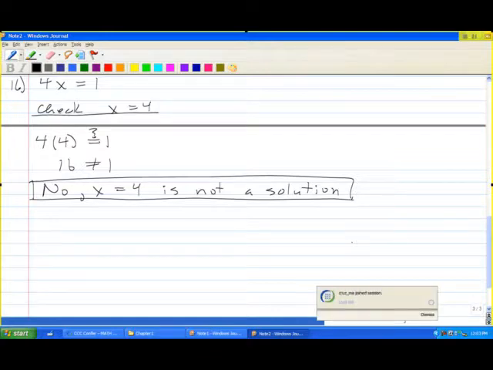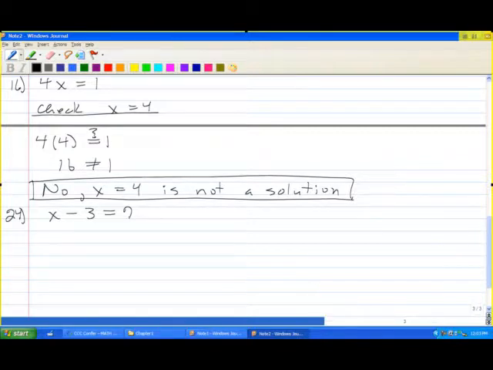Let me do problem number 24. X minus 3 equals 7. Okay, so let me try to solve this equation.